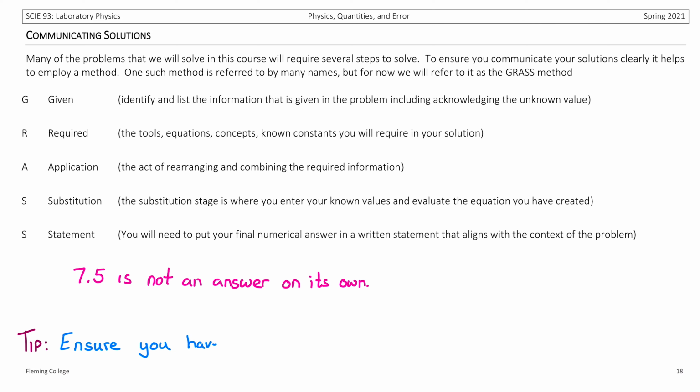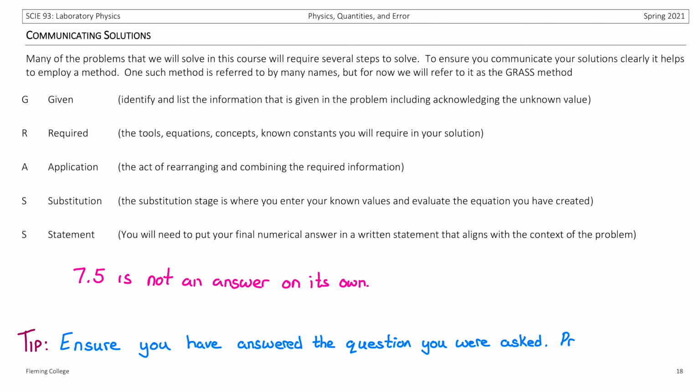In the effort to make this more clear, I want to express that just telling me an answer, 7.5, is not an answer on its own. Without any context, I have no idea what that means. And you haven't done anything to show me that you know what that number means. So by completing the statement step, you're trying to show me that you understand the tools you're using and the problem you've been asked to solve.